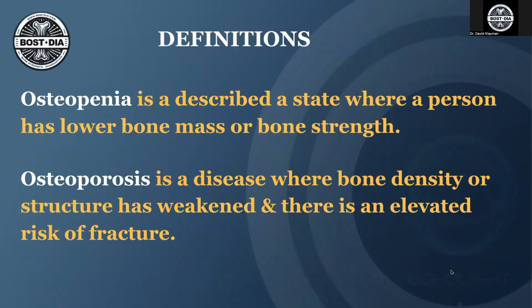Now, I'd like to go over three definitions with you. These are things we're going to touch on throughout the discussion today. One is called osteopenia. Osteopenia is described as a state where a person has lower bone mass, bone strength, or bone density. Typically, the lower your bone strength, the higher the risk of fracture. Osteoporosis is a disease. This is a diagnosis where your bone density or the structure has significantly weakened to the level where you have an elevated risk of fracture. Osteoporosis is a diagnosis where osteopenia is a description.